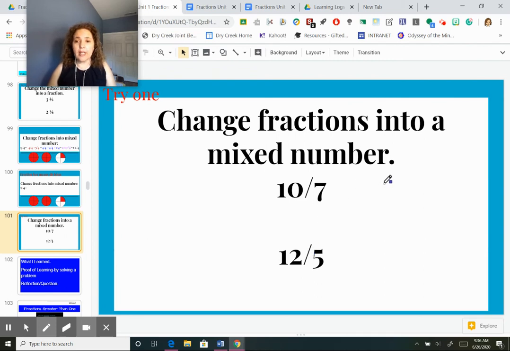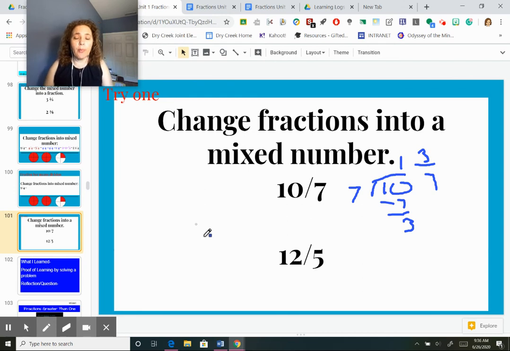All right, so I'm going to do 10 divided by 7. 7 goes into 10 how many times? Right, 1 time. Subtract my 7. 10 take away 7 is 3, which is my remainder. I'm going to do my fraction bar. What goes in the denominator? The 7, because it stays the same. You don't change the denominator. How many are left? 3. So my answer is 1 and 3/7.